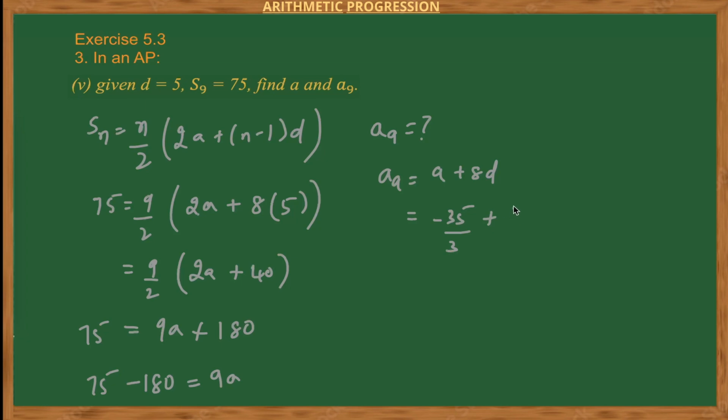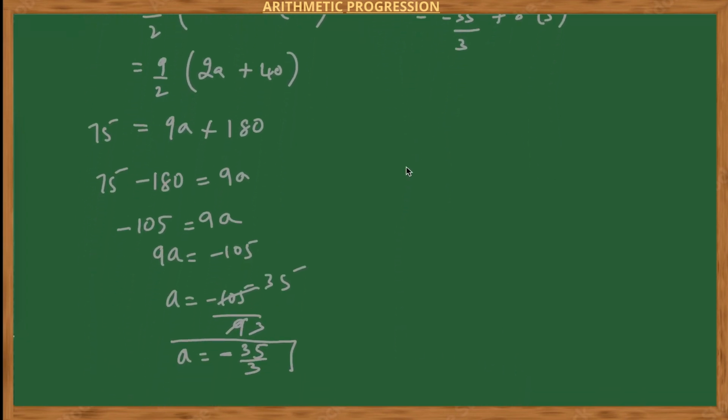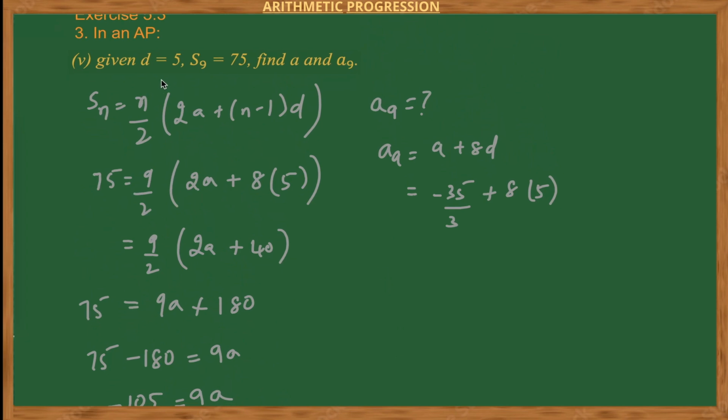Plus 8. What is the value of d? D value we have as 5. How do we get it? We have seen it here, it is given as 5. So minus 35 divided by 3 plus 8 5s are 40. Let's find the LCM: 3 into minus 35 plus, it becomes 4, 3 is 120.